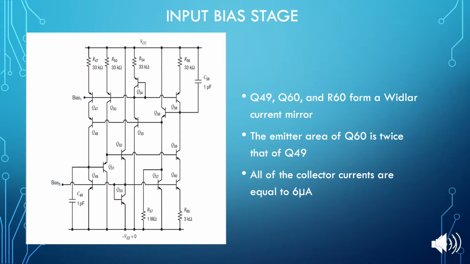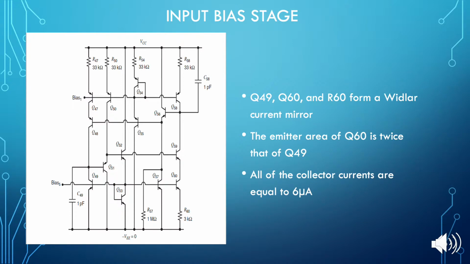This buffer is used as a beta helper to reduce the base current error in the Q49-Q60 current mirror. To reduce the required VCC, the buffer is a complementary emitter follower, which means that it consists of a PNP emitter follower, which is Q50 and Q51, and an NPN follower, which is Q52 and Q53. Similarly, Q54 to Q57 act as a complementary follower to drive the bases of Q47 and Q58.